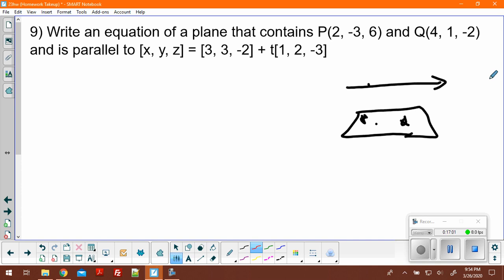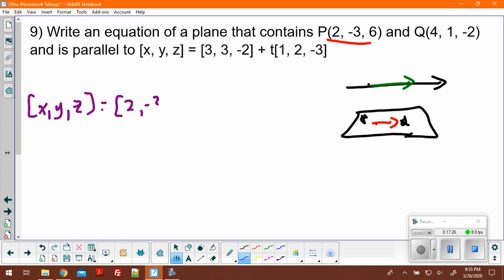Okay, so because I have points P and Q, I can get a direction vector on the plane, and my second direction vector will be whatever this vector's direction is up there. Okay, so we're going to start with the vector form because of the type of information we were given. So I have x, y, z is equal to, we'll pick one of the points, I'll say point P, 2, -3, 6, plus t, and I'll start with the vector I was given, 1, 1, -3.